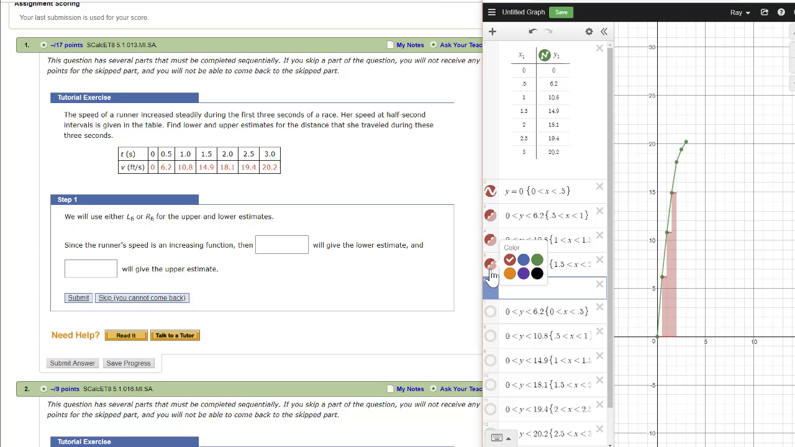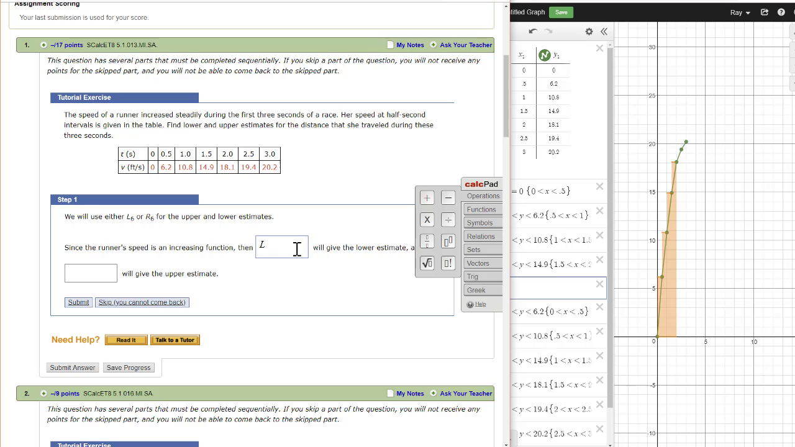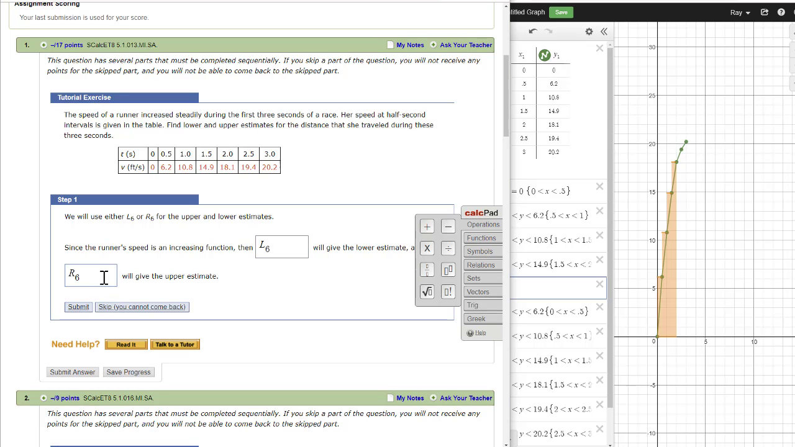Now let's hide these for now, and let's take a look at what happens if we use the right-hand endpoints. If we use the right-hand endpoints, you see that it goes a little bit over the graph, and so we have upper estimates. So our lower estimate would be L sub 6, and our upper estimate would be R sub 6.